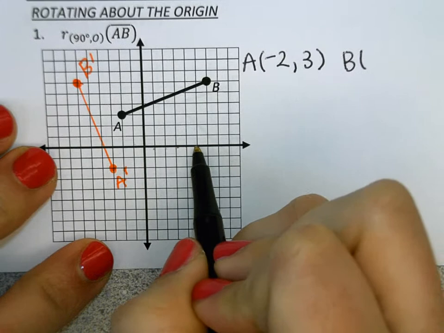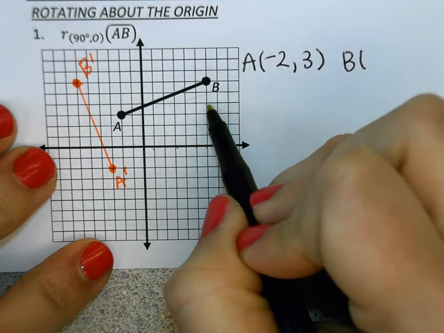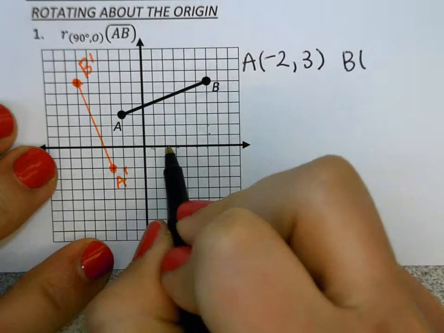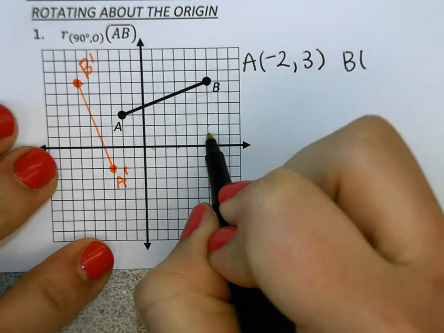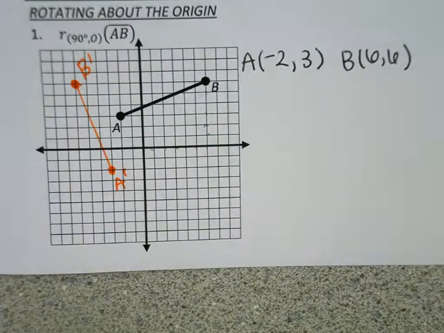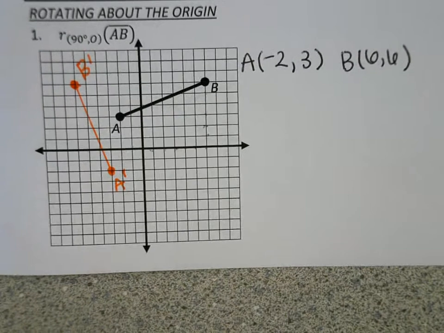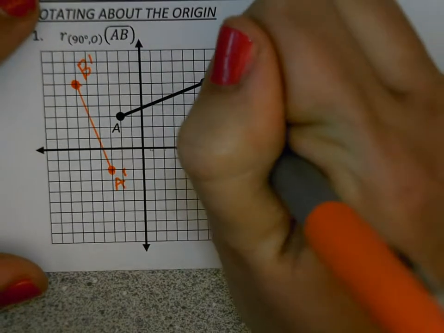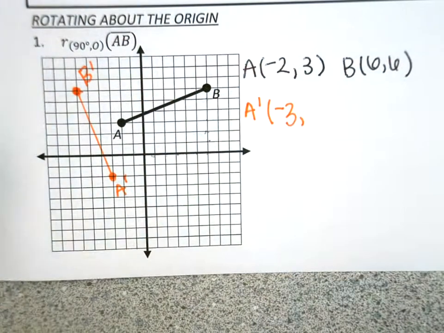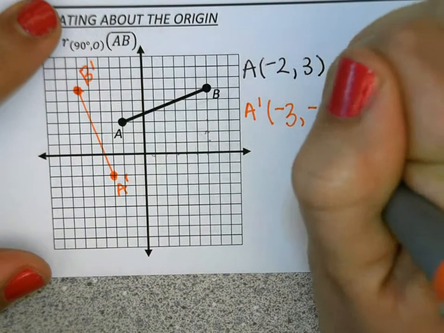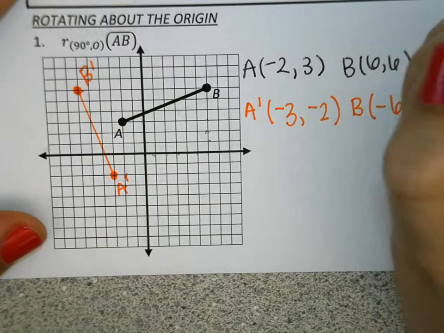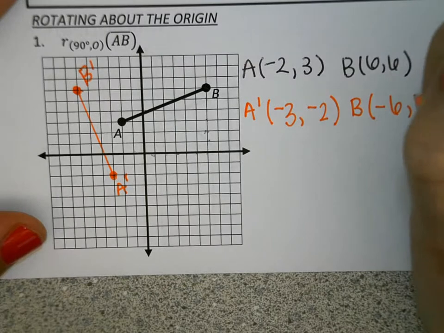6, 6? Did you guys get 6, 6? 1, 2, 3, 4, 5, 6. 1, 2, 3, 4, 5, 6. 6, 6. Okay. You guys ready? Let's figure out A prime. What did A prime come out to? -3, -2. -6, 6. And what did B come out to? -6, +6. Okay.